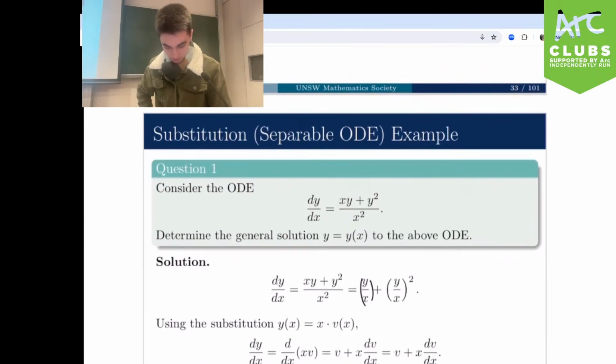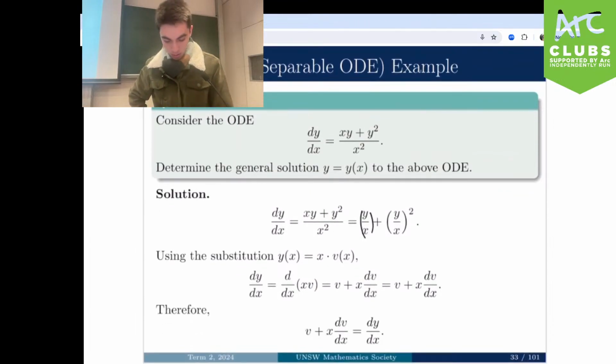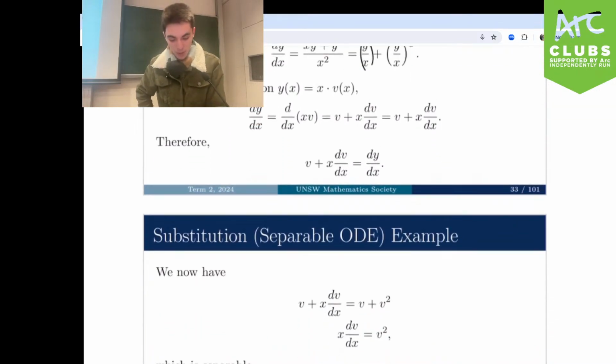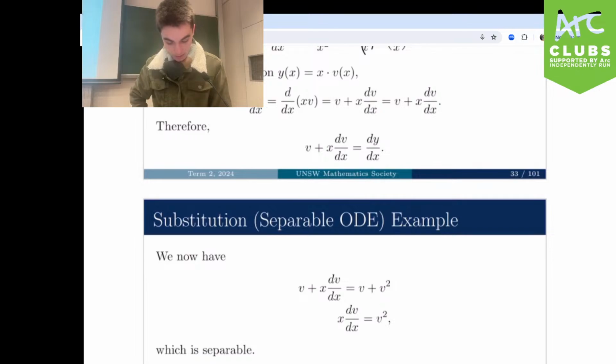And once we do that, our expression for dy on dx becomes the derivative of xv, because that's our expression for y, which is just equal to v plus x times dv on dx, right? This is just the product rule. So v plus x dv on dx is equal to dy on dx, from our substitution. And then we equate that to the right-hand side, which becomes v plus v squared. And what we get is that x times dv on dx is equal to v squared.